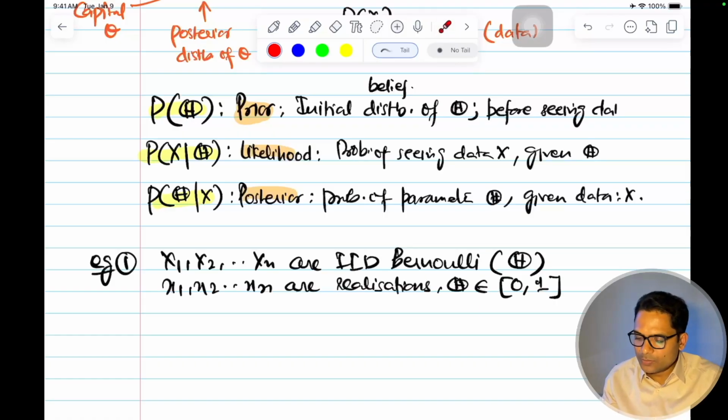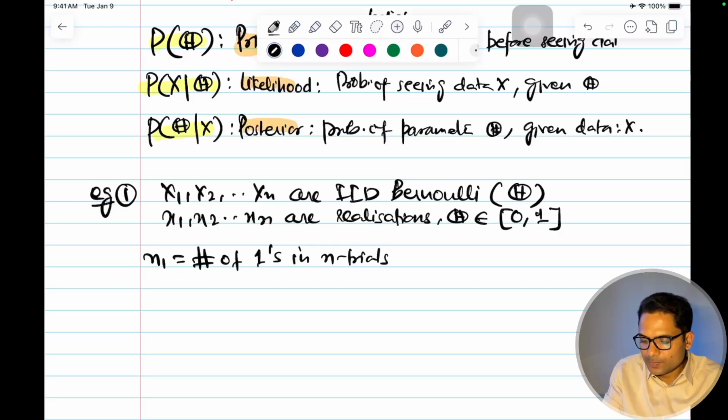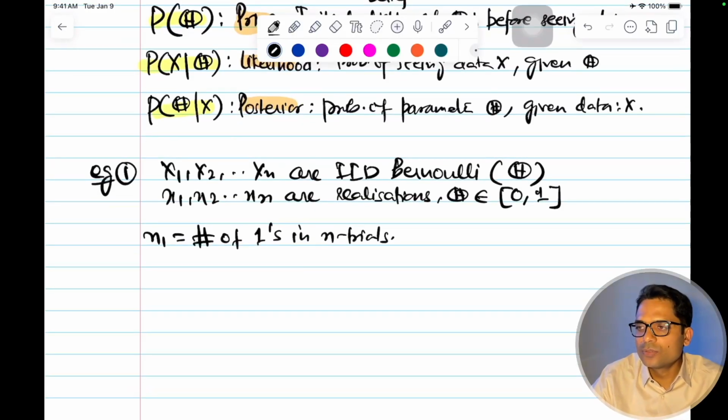Okay, my theta belongs to this probability range 0 to 1. Success, failure, coin tosses, whatever you can take as examples, are realizations or observations. And then as in the last one, n1 is equal to the number of ones in n trials. Okay, so let's go one by one.